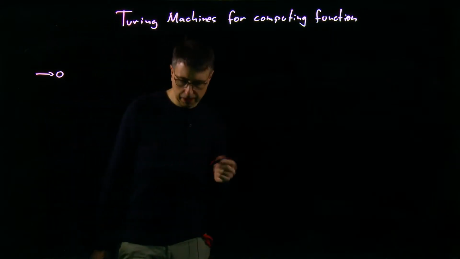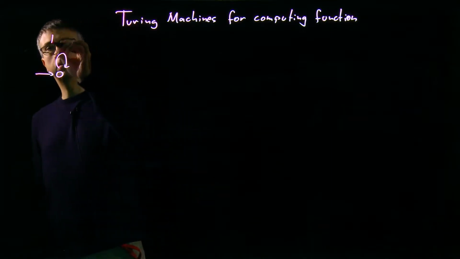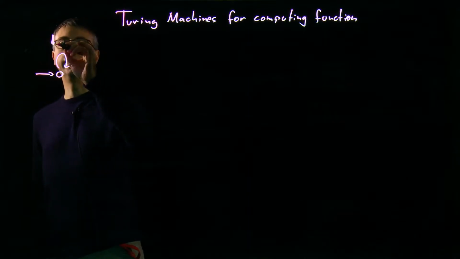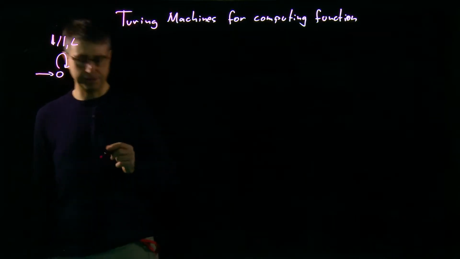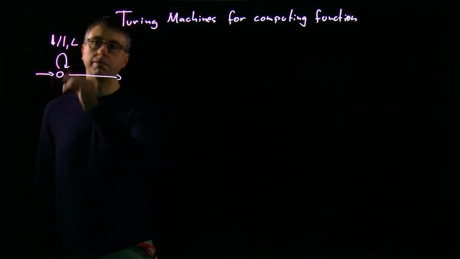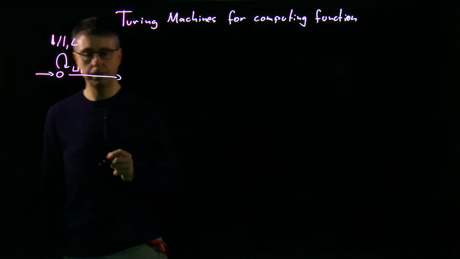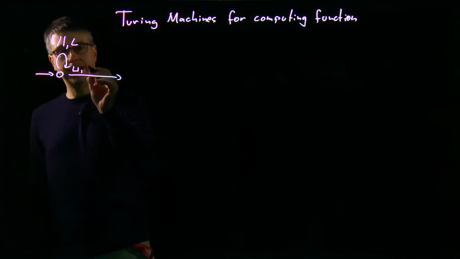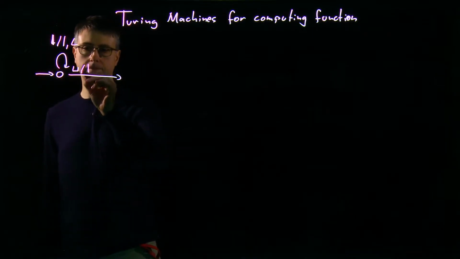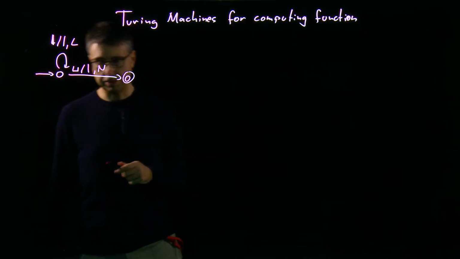We have an initial state, and in this initial state we stay, and if we read an I, then we leave it like this, and we go to the left. So we go to the left until we reach a blank. Actually, there can only be one step to the left. So once we have reached the blank, we replace the blank with an I, and we don't move. And then we go to this final or accepting state.